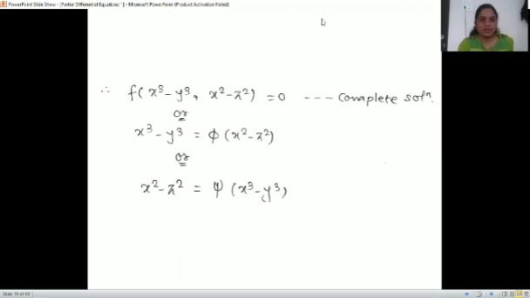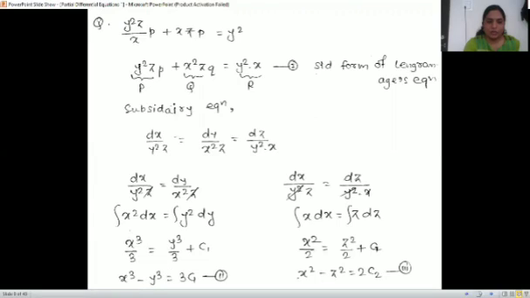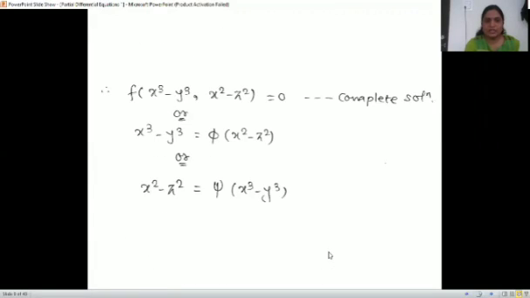So its solution is f of x cube minus y cube, the first answer, and second x square minus z square, right? So f of first solution comma second solution is equal to 0 is the complete solution. Or simply we can write first solution is equal to phi of second solution, some function of this, or second is equal to some function of first. All these are correct answers.